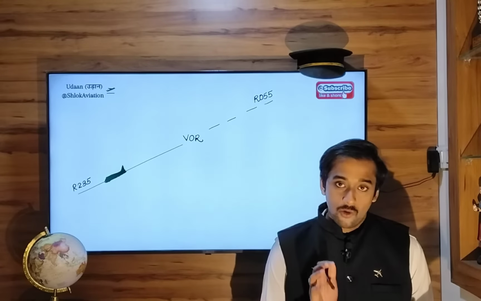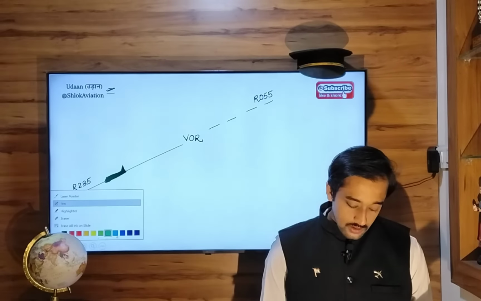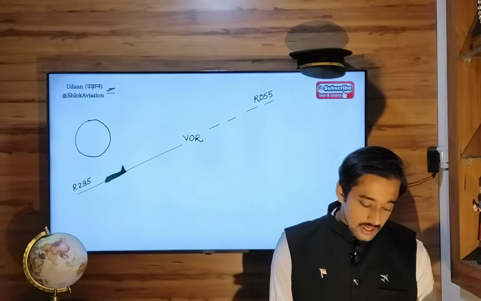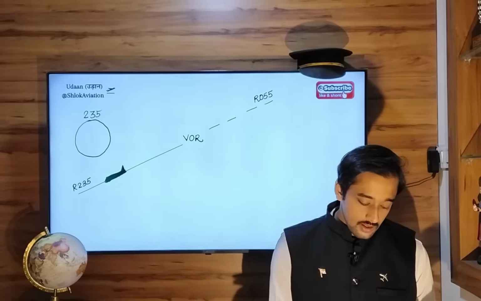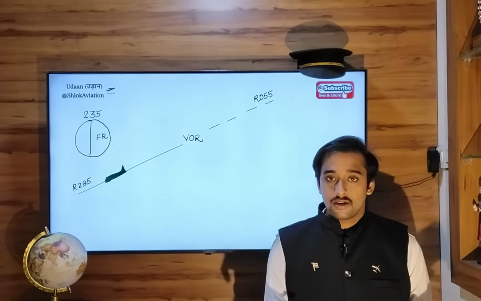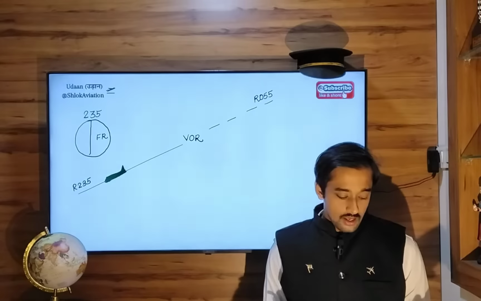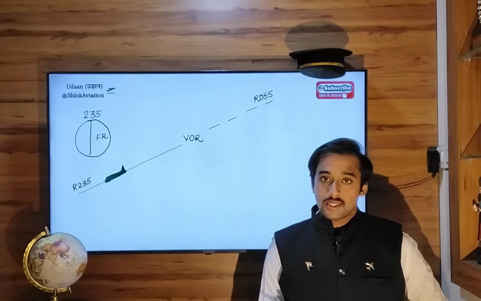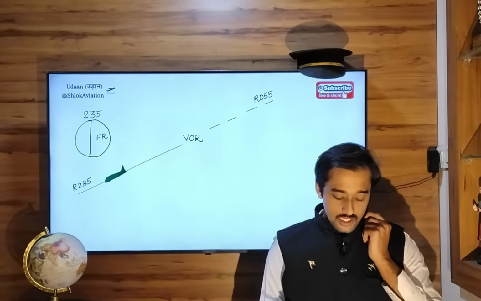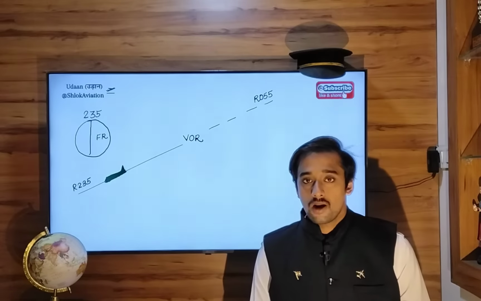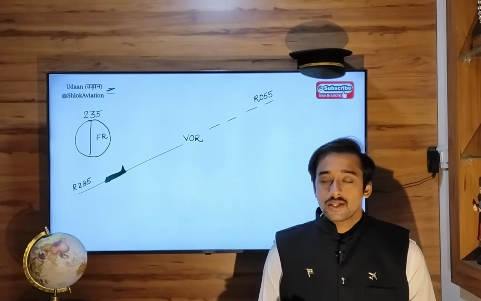In that case, if you are following this radial and flying outbound, you will have to select OBS setting of 235, and you will get a from indication and the needle in the center. If you are on the center line of this radial, the needle will remain in the center. If you put 235 OBS setting, you will get from indication, right? So this is what happens when you fly outbound from a VOR station. This is what the settings you should put.